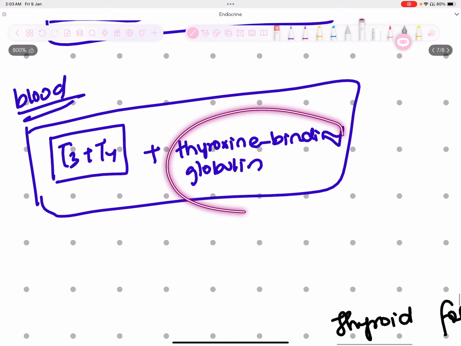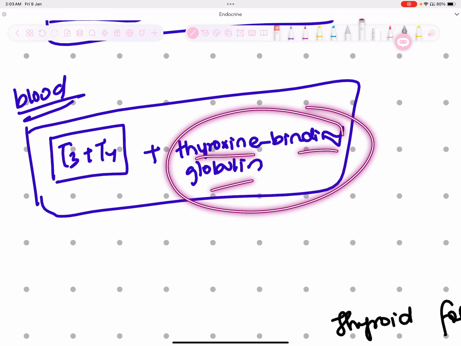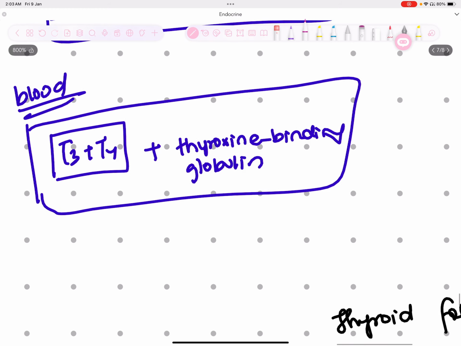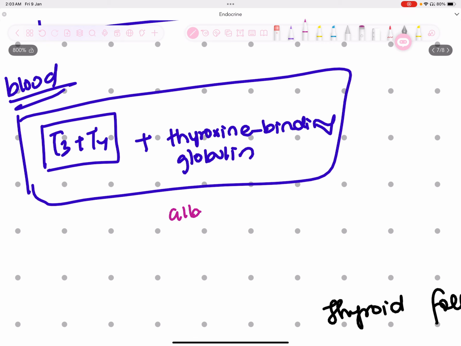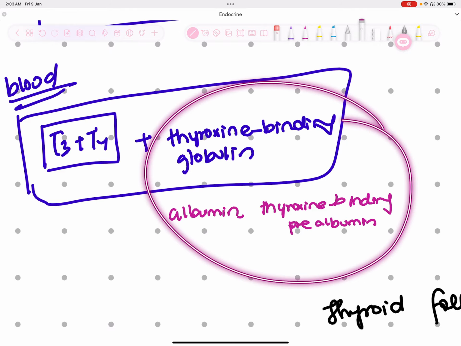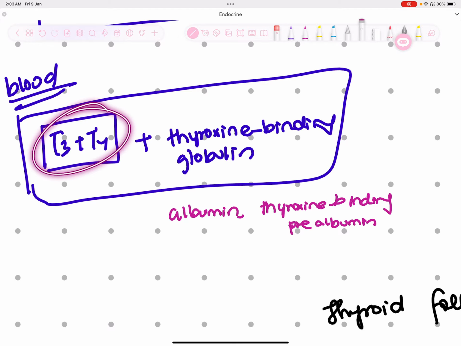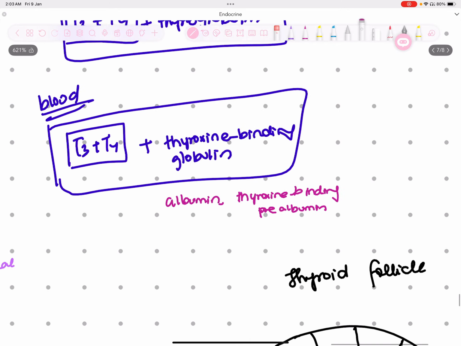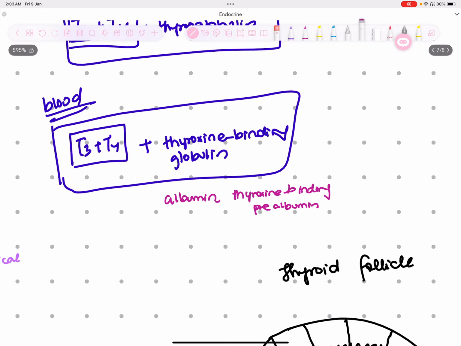Instead, they're bound to a plasma protein called thyroxine binding globulin, and you also have other plasma proteins, which are albumin and thyroxine binding prealbumin. So these are the three plasma proteins. Plasma proteins are synthesized in the liver. These plasma proteins bind and store the thyroid hormone, so they're never free, they never roam around freely.